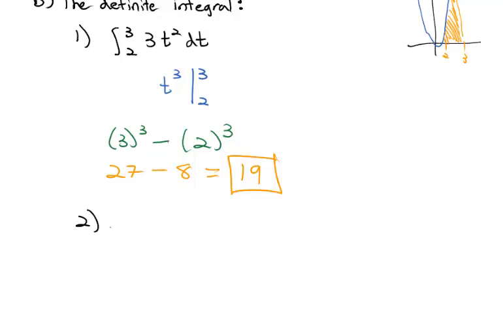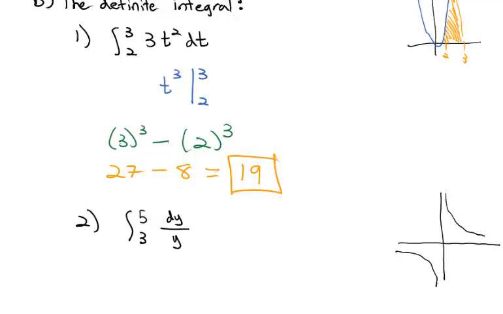Let's try another example. Let's do the integral from 3 to 5 of dy over y. Now, you don't need to draw the picture every time, but just so you know, dy over y, that's 1 over y. That function looks like this. And we want the area between 3 and 5. We want to know how much stuff is in there, under the curve.